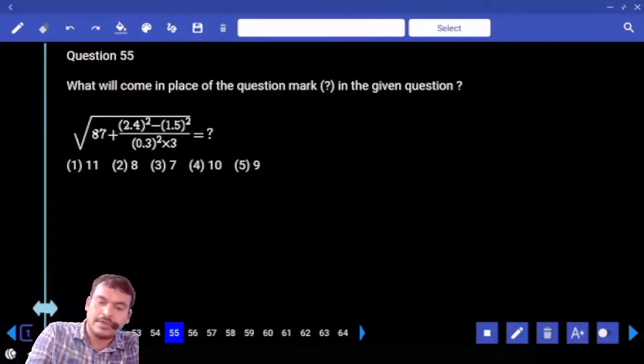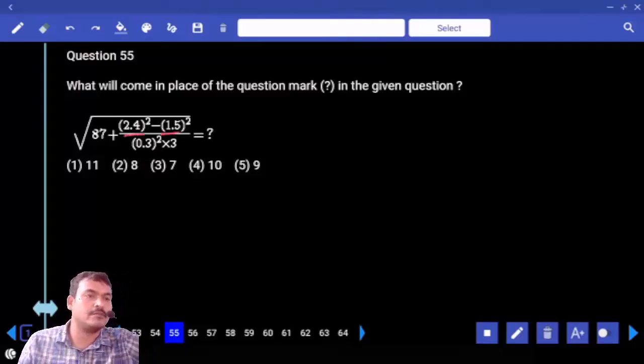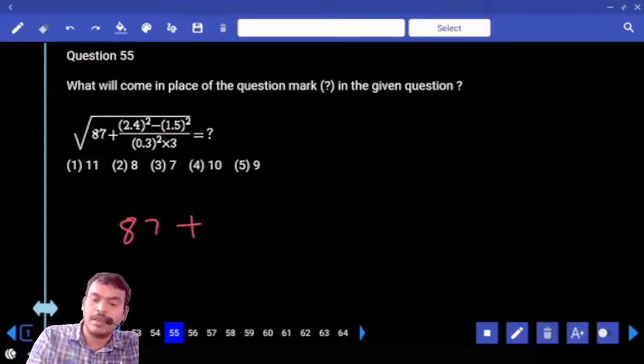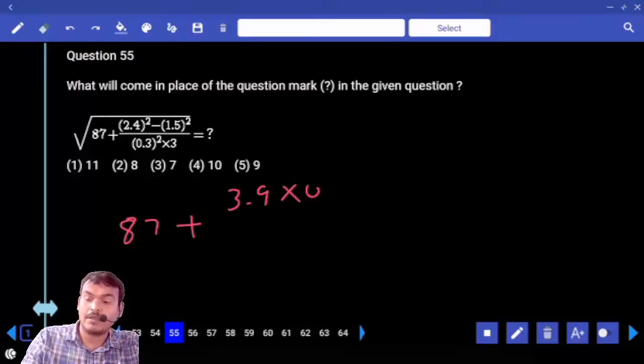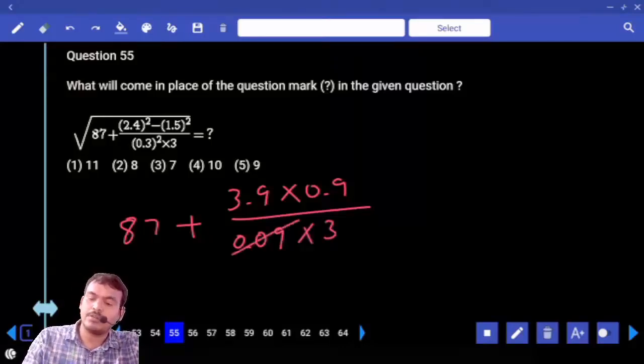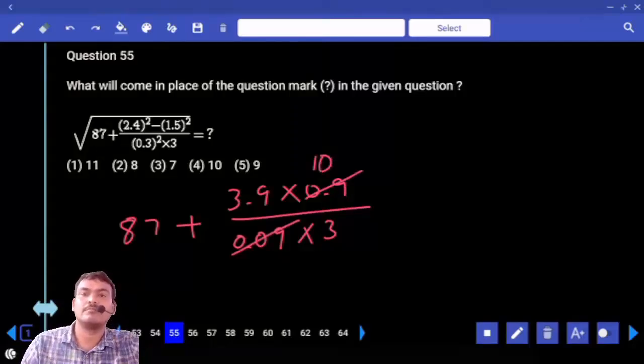First priority, a square minus b square format or not? A square minus b square means a plus b into a minus b. What is the a plus b? 3.9. A minus b is 0.9 by 0.3 square means 0.09. Into how many times? 3 times or not? First 0.09 and 0.9, almost 10 times or not?